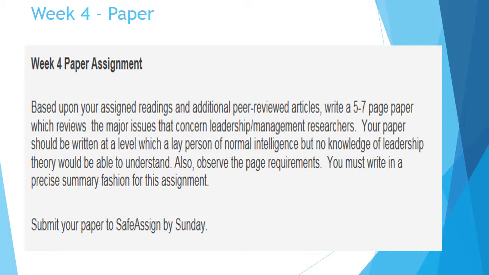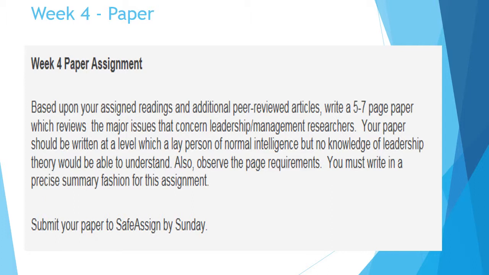Now this is going to be concerning issues that leadership researchers are dealing with, what they're writing about, what the current thinking in leadership is. So you're to write a 5 to 7 page paper which looks at some of the major issues that concern leadership or management researchers. I would like the paper to be written professionally, but with the terminology and explanations that a layperson could understand.